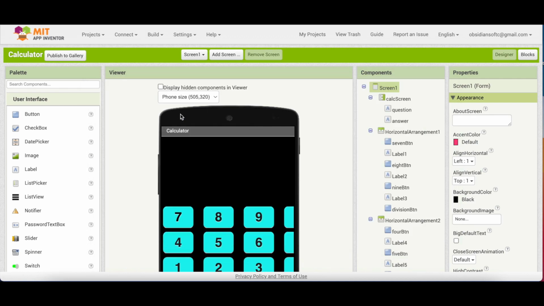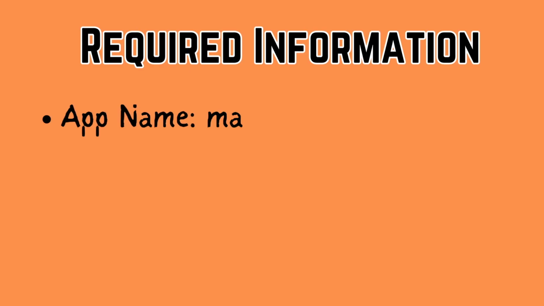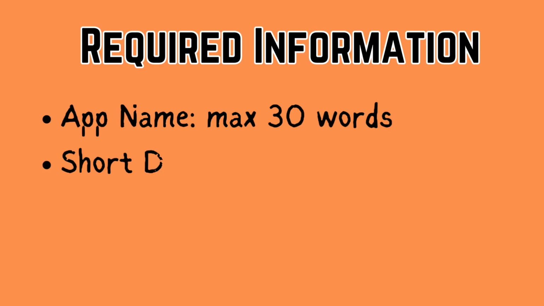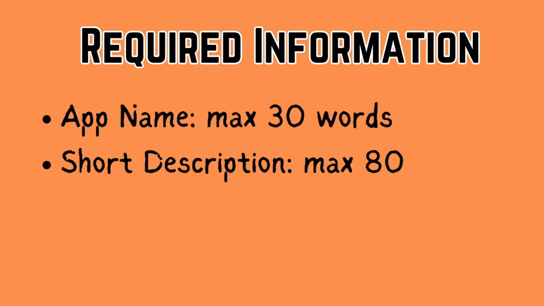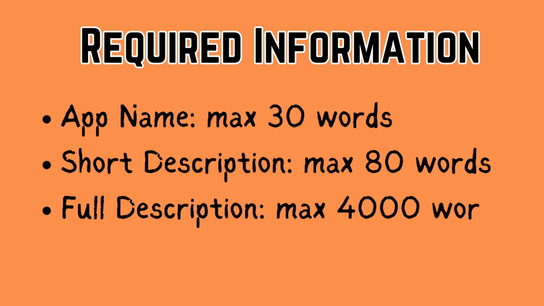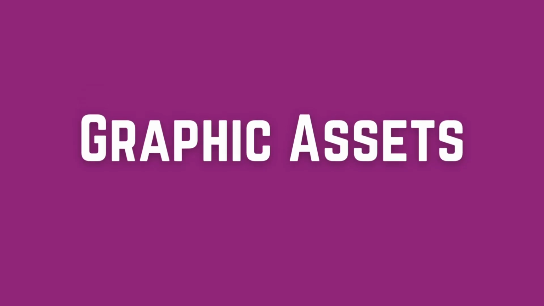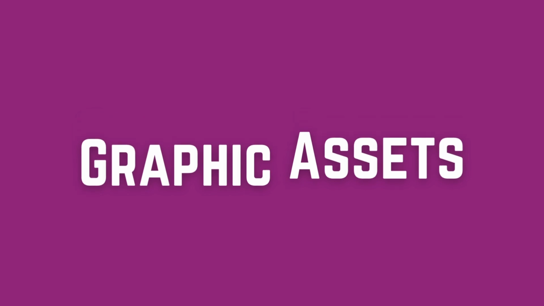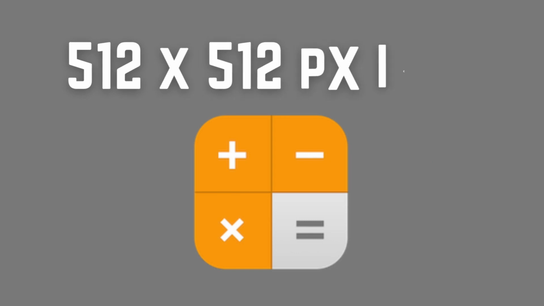We need the following for the Google Play Store page of the app: an app name, maximum 30 words, short description, maximum 80 words, and a full description, maximum 4,000 words. Also, you need some graphic assets. The minimum assets required for publishing your app on Google Play Store are an app icon, as I mentioned before, of 512 by 512 pixels, JPG or PNG.